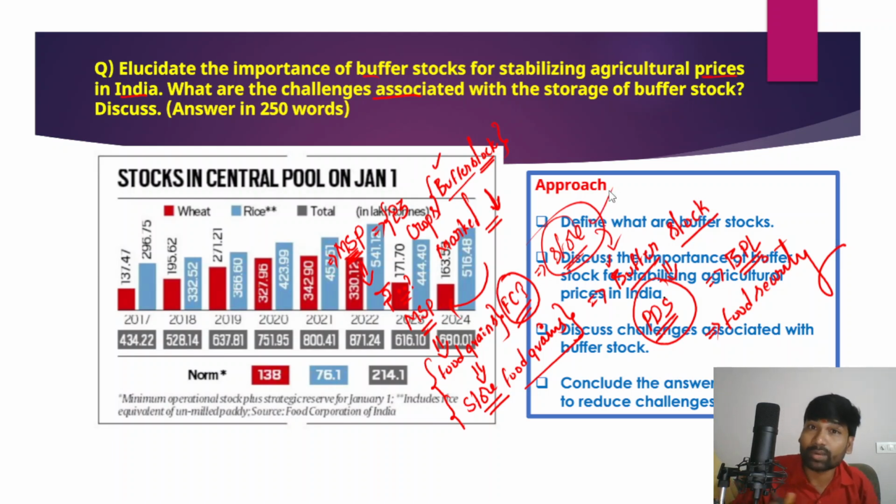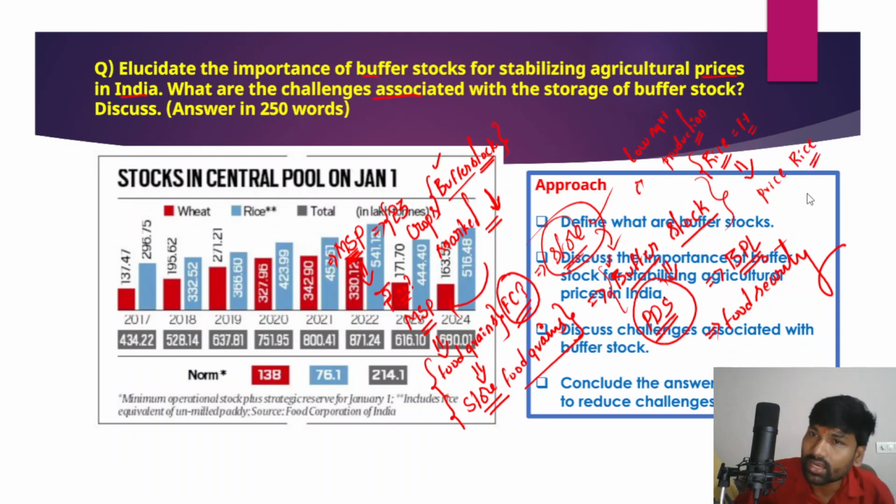However, in the first part of the answer, how having a huge buffer stock would stabilize agricultural prices in India, you could also understand this. So imagine that there is low agri productivity or production. We take an example of rice. So low rice production in one particular financial year. Due to the lower production, what happens in the market? The price of rice will increase substantially.